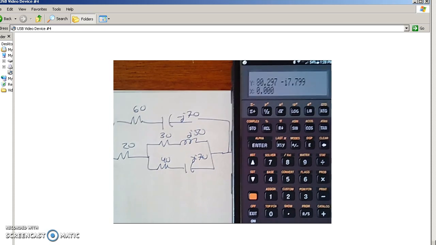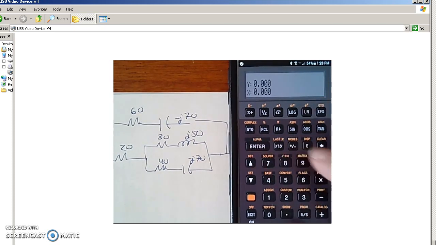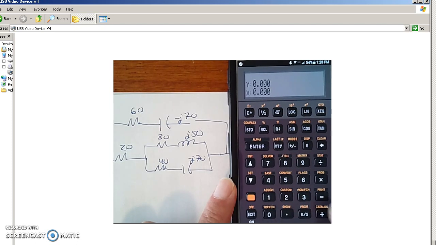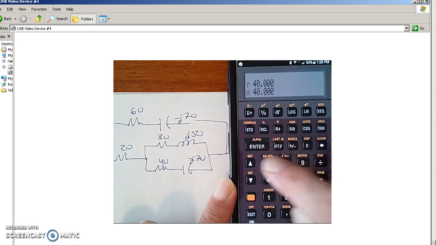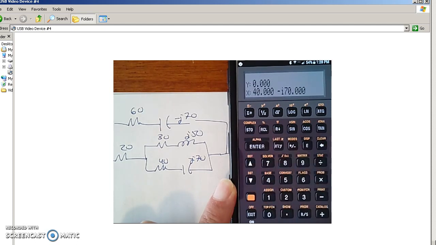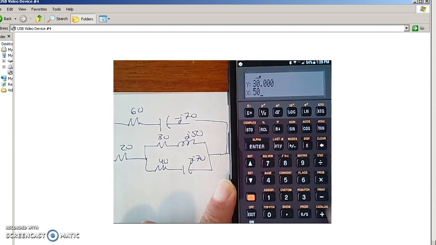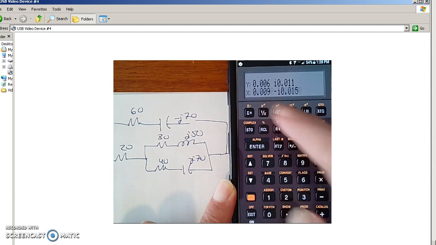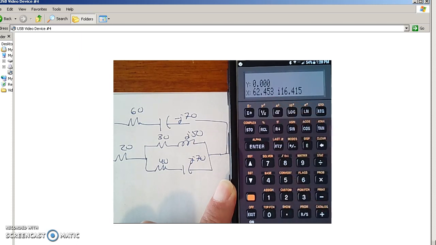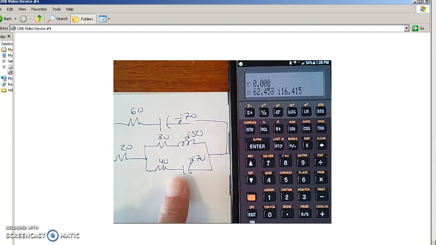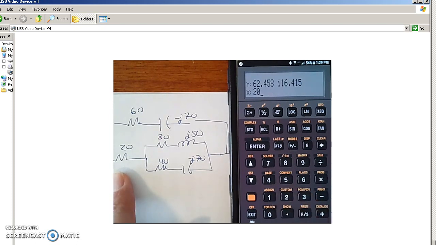So again, using an HP calculator, let's clear the stack. I've got 40 minus j70. 40, enter 70, negative. There's 40 minus j70. That's in parallel with 30 plus j50. 30, enter 50. 30 plus j50. Take that inverse, add the inverses. These in parallel give you 62 plus j16 ohms. In series with 20 is now 82 plus j16 ohms.